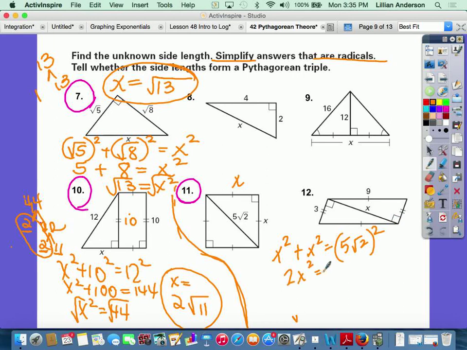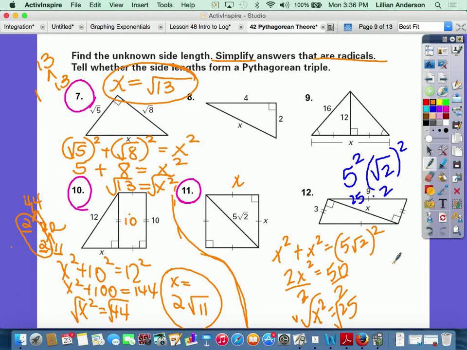When I actually type this into my calculator, I should get 50 because technically this is basically saying 5 squared and then square root of 2 squared. Well, 5 squared is 25, the square root of 2 squared is 2, and I multiply them together, and that's how I get 50. Divide both sides by 2, x squared equals 25, take the square root, and x equals 5.